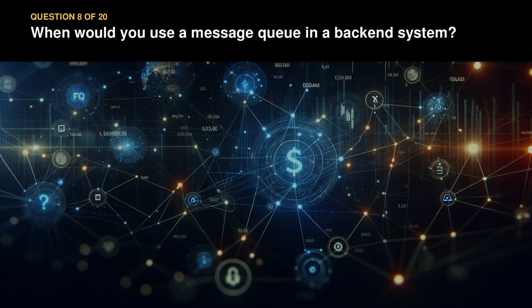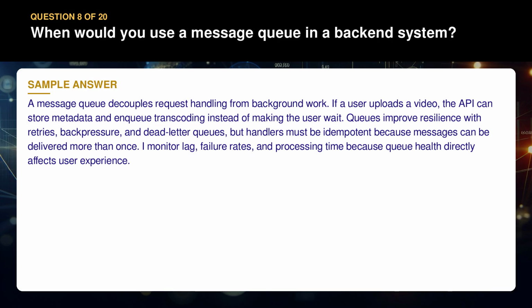Question 8. When would you use a message queue in a backend system? A message queue decouples request handling from background work. If a user uploads a video, the API can store metadata and enqueue transcoding instead of making the user wait.